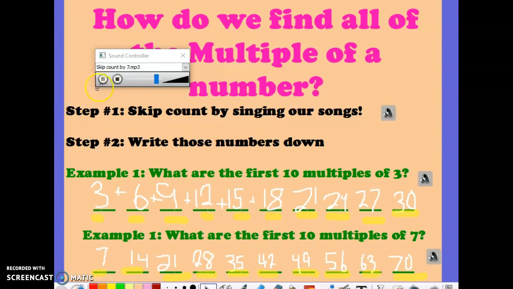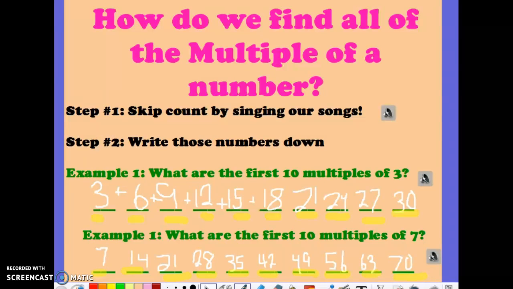Skip counting by 7. And after you skip count by that number, if you wanted to find the sum of the first 10 multiples of 7, you would take all of those multiples that you just wrote out because you sung the skip counting song, and you would add them all together to get your final answer.